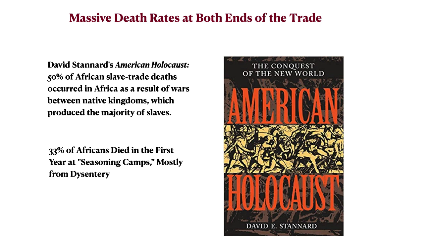Also estimated about 35%, this may be exaggerated, but it's pretty high, Africans died in their first year at so-called seasoning camps in the Americas. They had to become used to the disease environment of plantations. But dysentery, spread generally by polluted water, very common in crowded and unsanitary situations like these, would have then resulted in a high death rate as well.